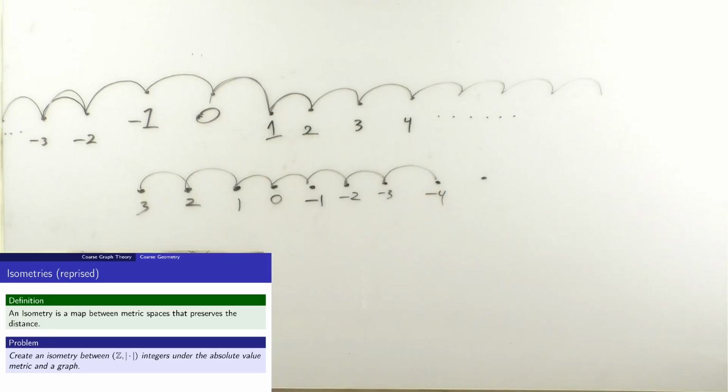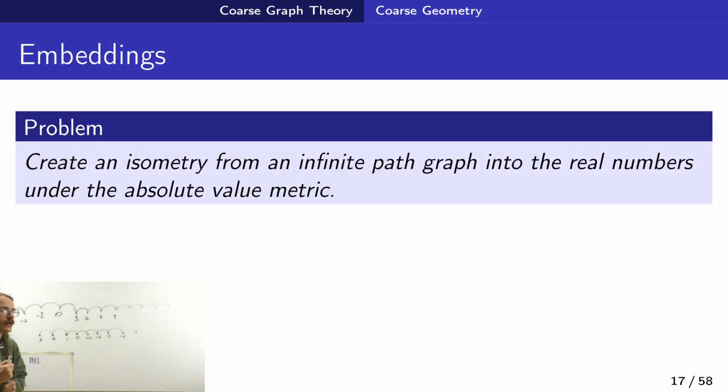Jump me up to the next problem. Ooh, something a little bit more interesting. Create an isometry from an infinite path into the real numbers. So last time we went from integers into a graph. Now we're going from a graph into the real numbers.